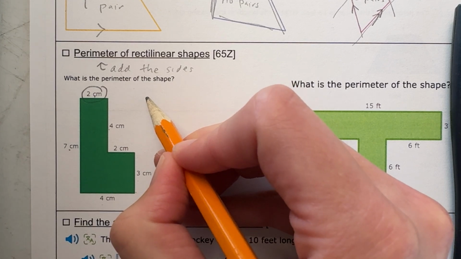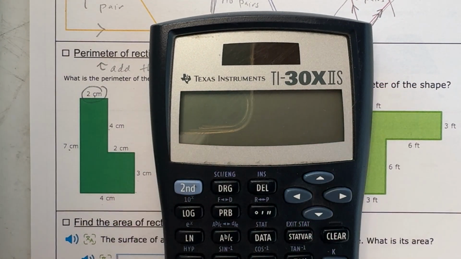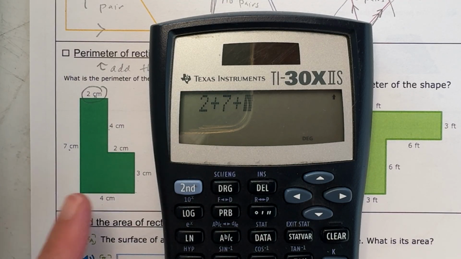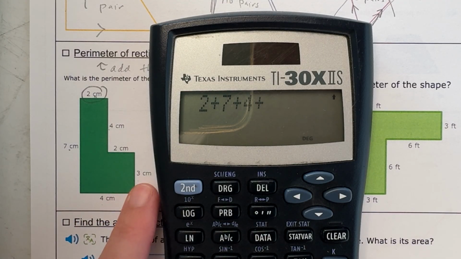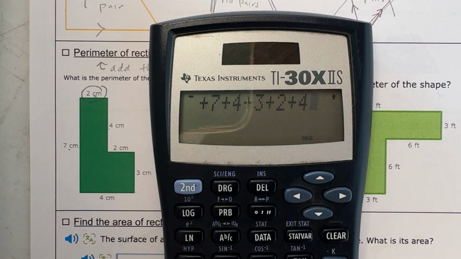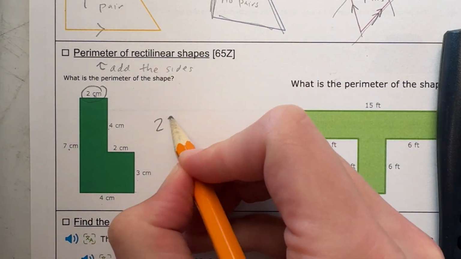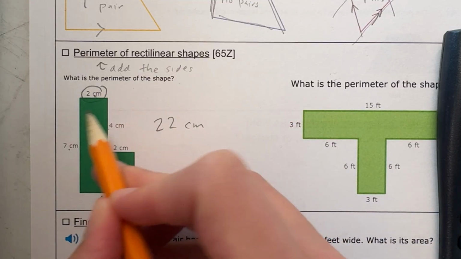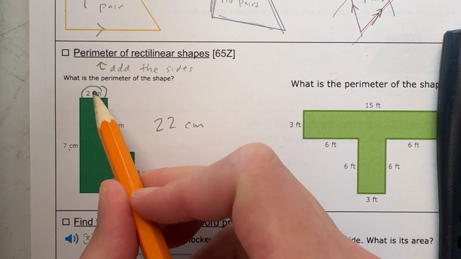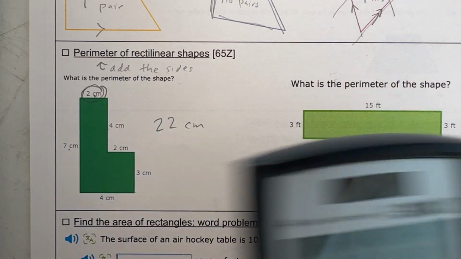So just as an example, look, I'm going to just type it in my calculator. I'm not even going to write anything. I'm going to start with this 2 plus 7 plus 4 plus 3 plus 2 plus 4, and then not the 2 again, and I get 22 centimeters. Okay, so again, don't think like, oh, this is so easy, I don't even need a strategy. Circle the one you start with so you don't add it twice.